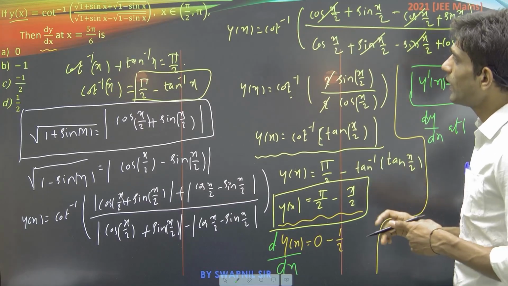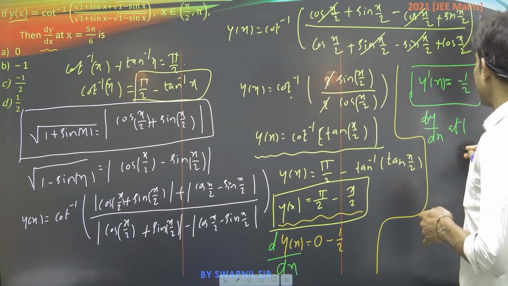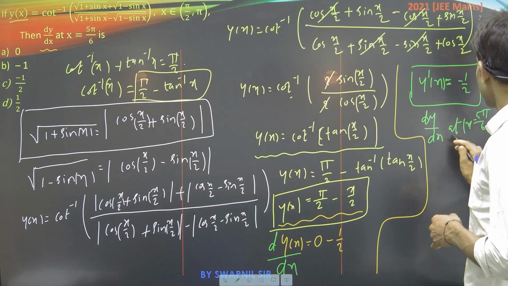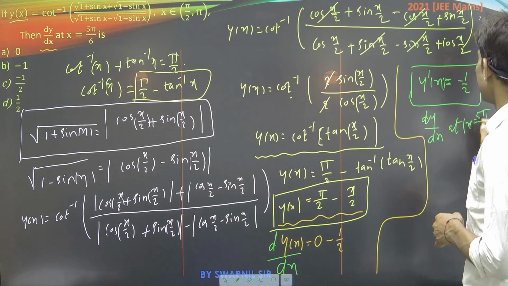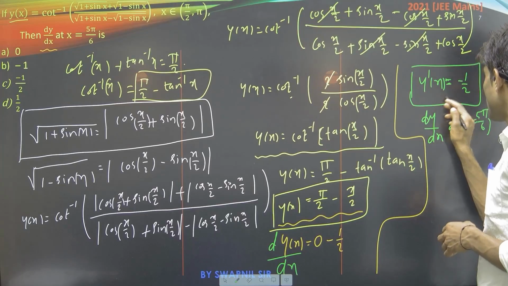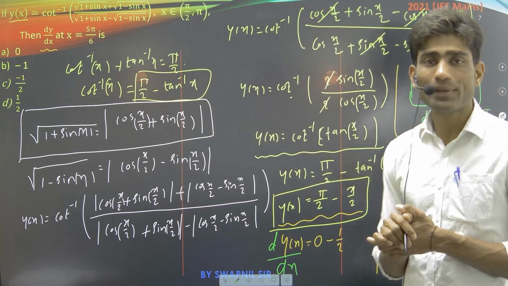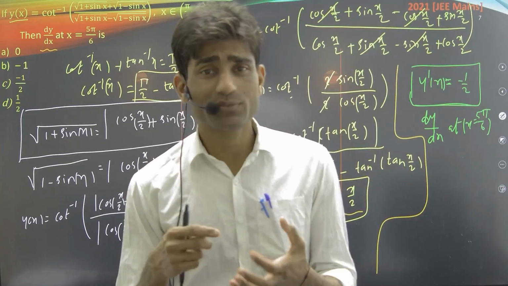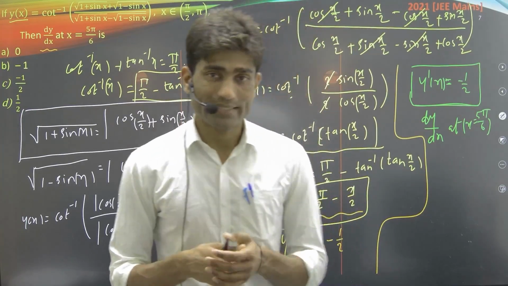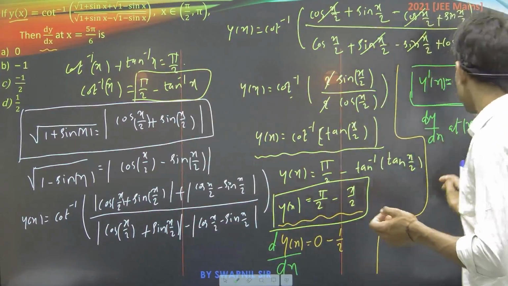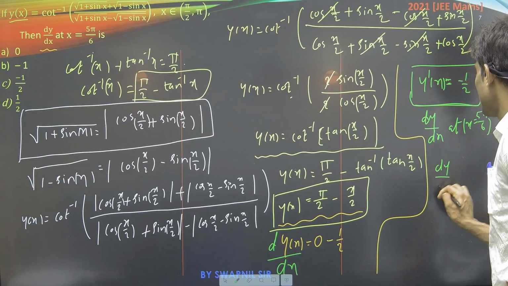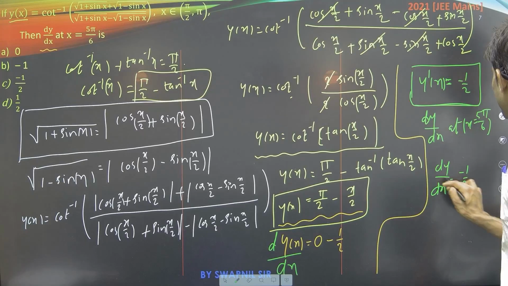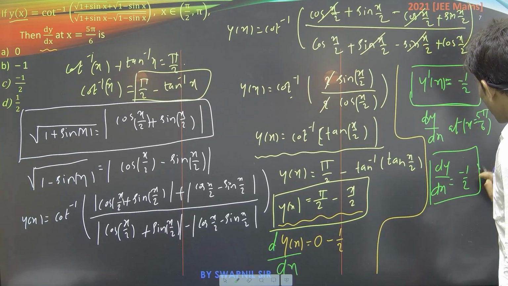At what point do we want it? X is equal to 5 pi by 6. So we want the value for dy by dx at x equal to 5 pi by 6. But as y dash of x is a completely constant term, it cannot be affected by our given x equal to 5 pi by 6. So our answer remains the same. dy by dx remains only minus 1 by 2. This is our required answer.